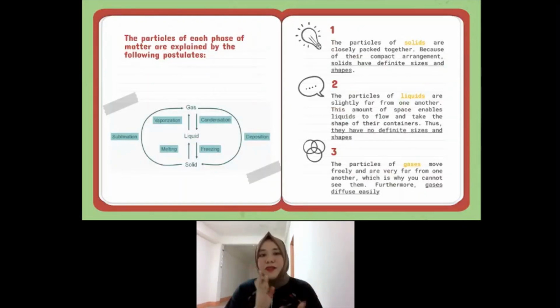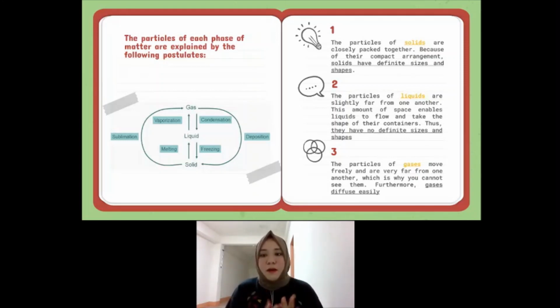Now, these are the three postulates that basically explain why the particles of each phase of matter are the way they are. These are the postulates of the kinetic molecular model. The first one is about solids. Their particles are closely packed together, densely packed. They are bound very close to each other.